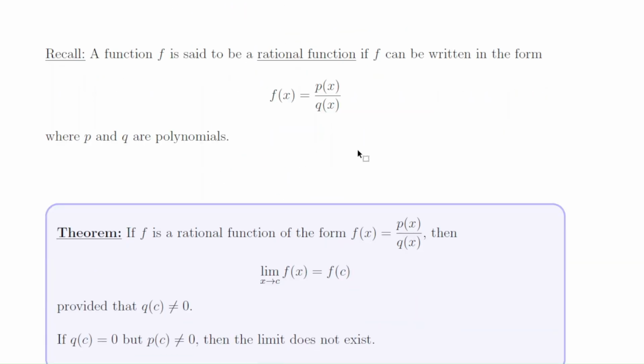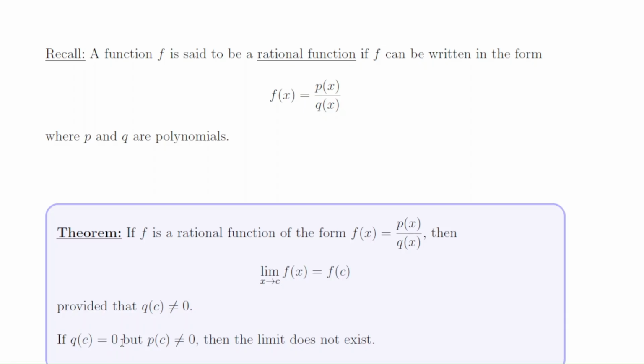Okay, now a function f is said to be a rational function if f can be written in the form f of x equals p of x over q of x, where p and q are polynomials. So any function that can be written in the form a polynomial divided by a polynomial, that's a rational function. And if f is a rational function of that form, then you can just plug in c to get the correct answer. Limit as x approaches c of f of x equals f of c, provided that q of c is not 0, provided that you're not dividing by 0.